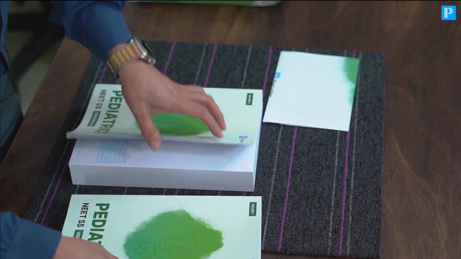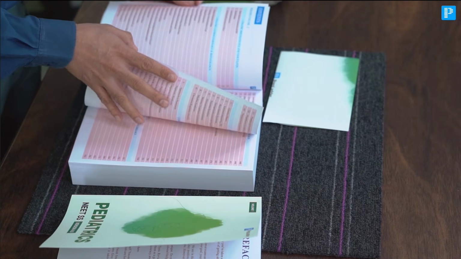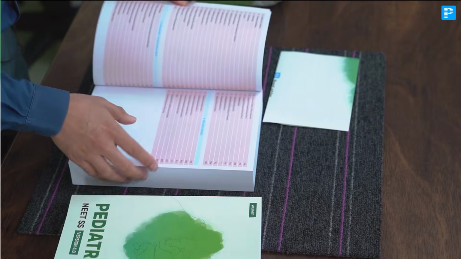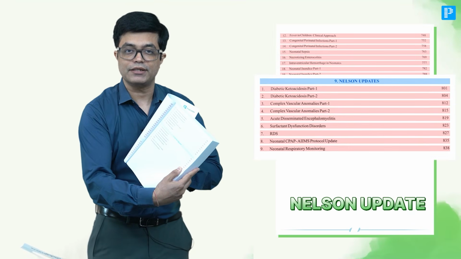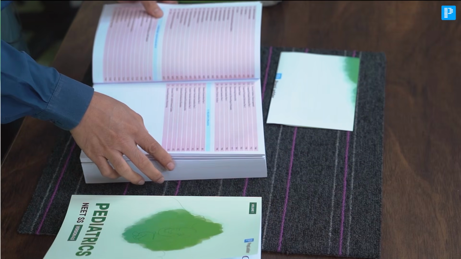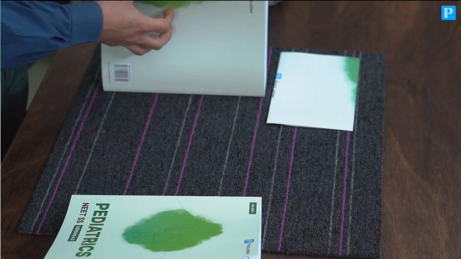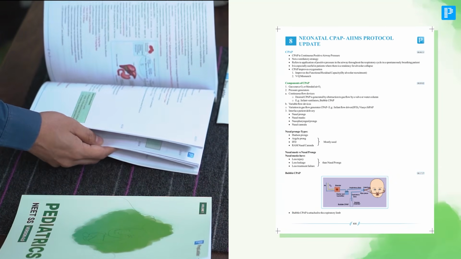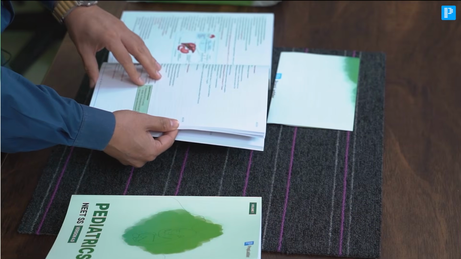When we move to volume number 2, it will again have similar chapters, and we have in the end this special thing called Nelson updates. You can have a look that Nelson updates, chapter wise, system wise, are mentioned. And if we go to those Nelson updates, you will find that they are again based upon the video notes as well.